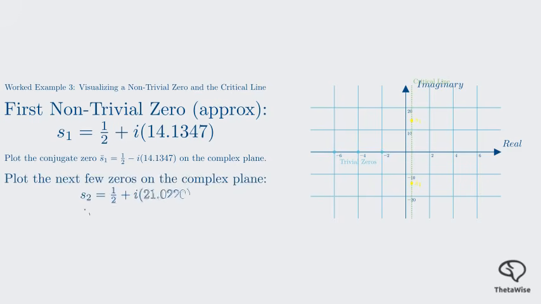Now let's add the next few non-trivial zeros. As you can see, every single one of them lies on this same critical line. The Riemann hypothesis is the assertion that this pattern holds forever for all infinitely many non-trivial zeros.